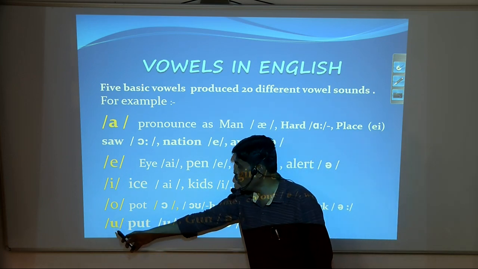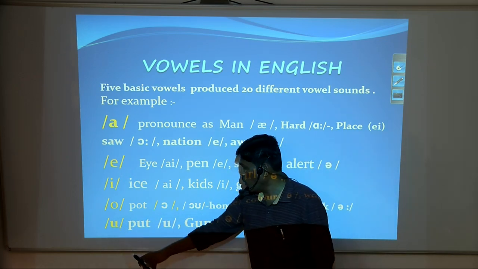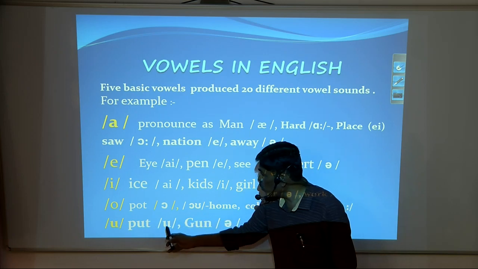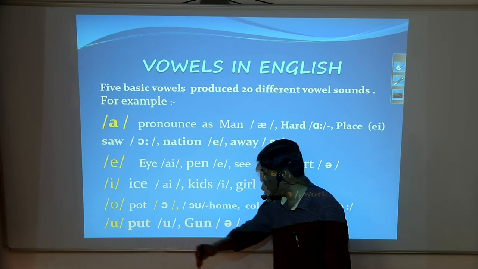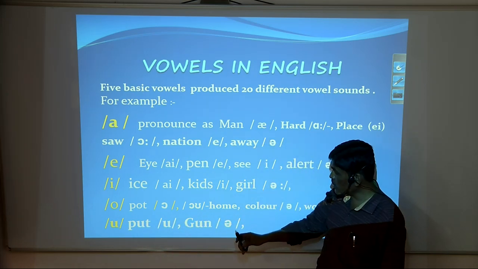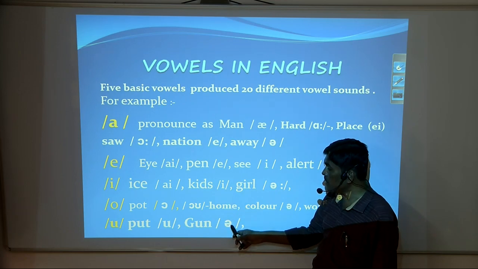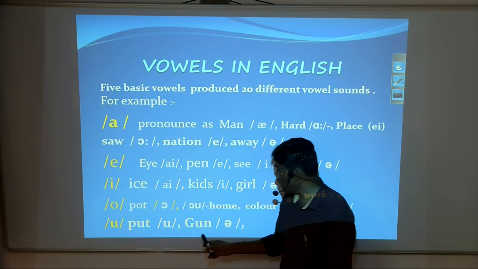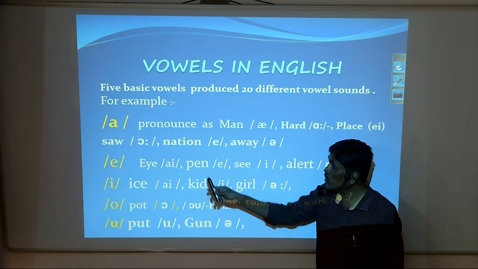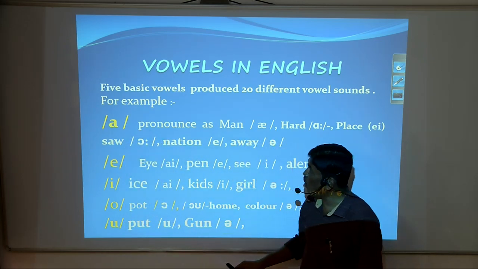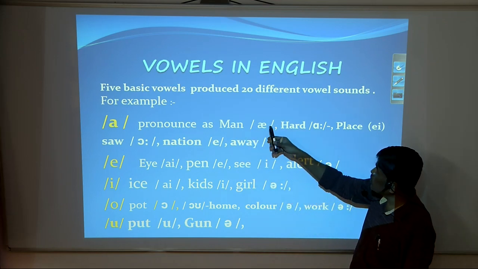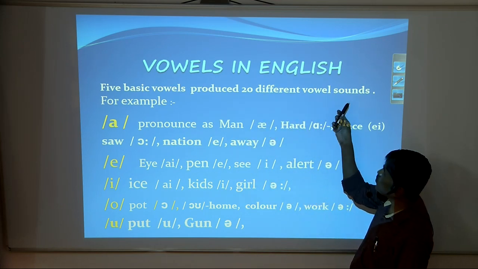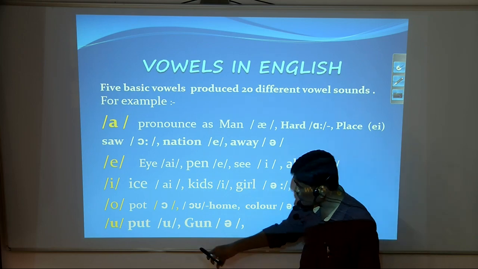Another basic vowel is U, pronounced as U in the word put. U is also pronounced as A, G-U-N, gun, meaning U is pronounced as A also. These five basic vowels produce 20 different vowel sounds here. Okay?